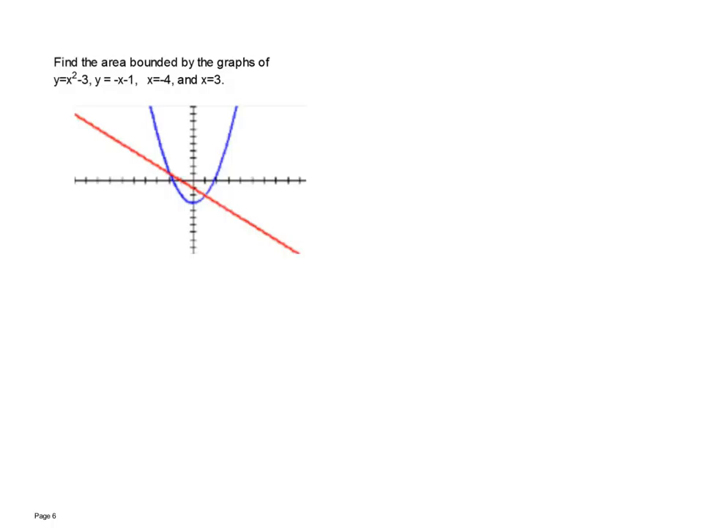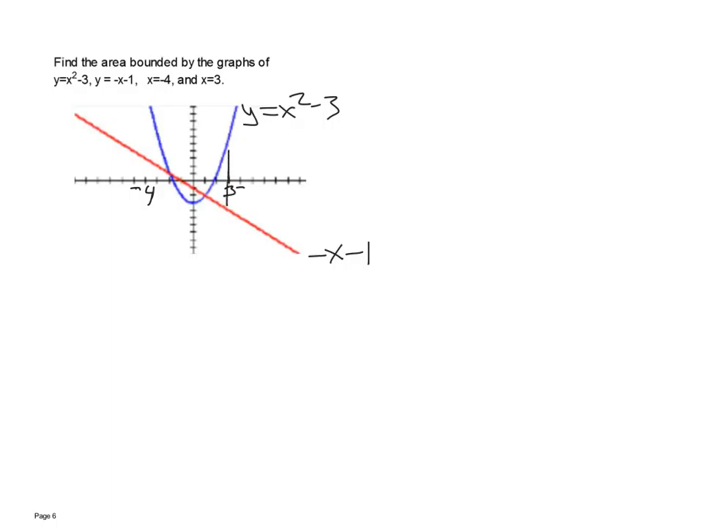What if I want to find the area bounded between the graphs of this parabola, y equals x squared minus 3, and negative x minus 1? All right, this is a little bit awkward. Usually you only do the area between the intersection points, but I wanted to show you some things. So negative 4 and 3 is where you want to go to. Oops, here's 3. All right, so how would I do that?